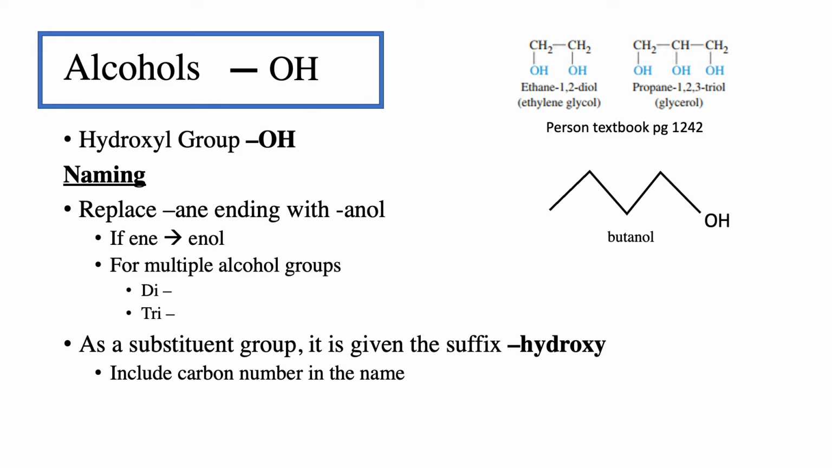And if it were to have a double bond, so it had an ENE ending, we're going to change that to enol. If there's multiple alcohol groups, we're going to put di or tri in front of it after specifying their location. And if there is another functional group that takes precedence over the alcohol in the same compound, we're going to name it as a substituent group, giving it the substituent group name of hydroxy.